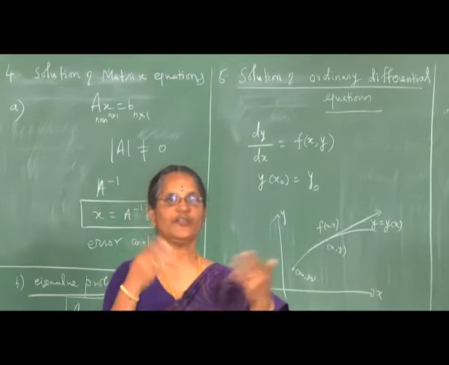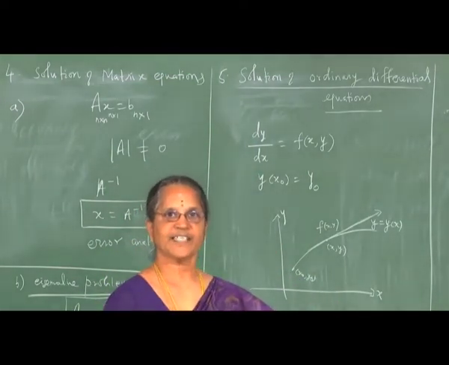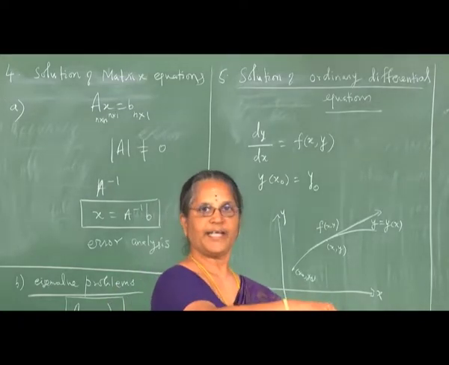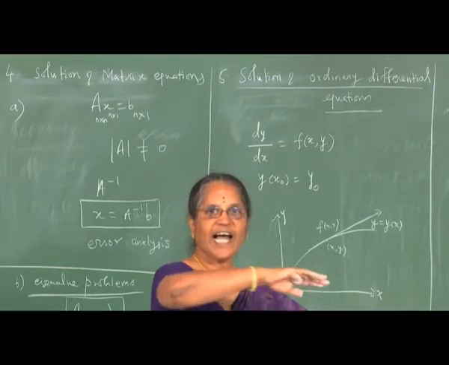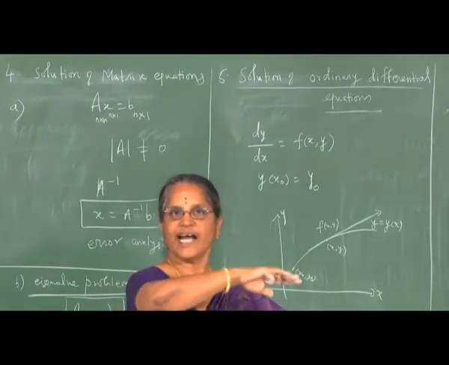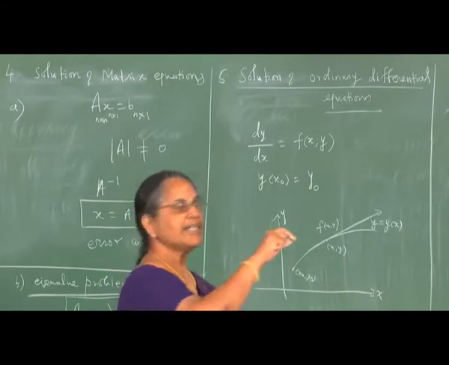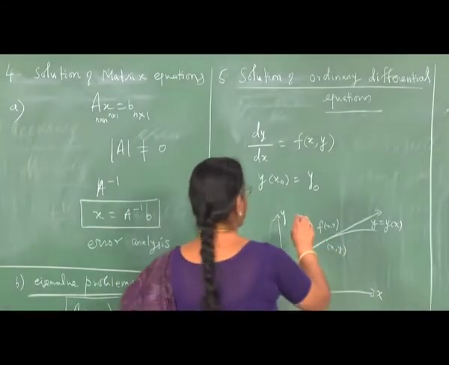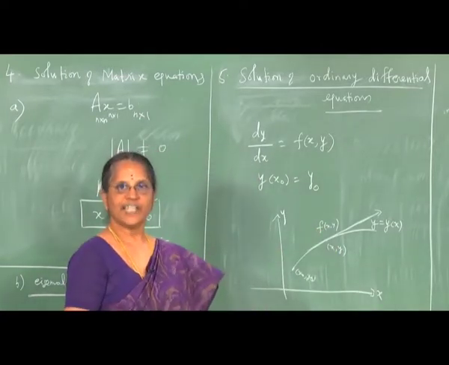So, you look for a solution which is a smooth curve y equal to y of x, which passes through some point x naught comma y naught which is given to you, and which has its slope or tangent to it at any point x comma y to be f of x comma y. So, you are looking for such a solution.